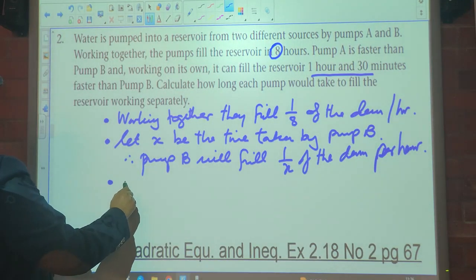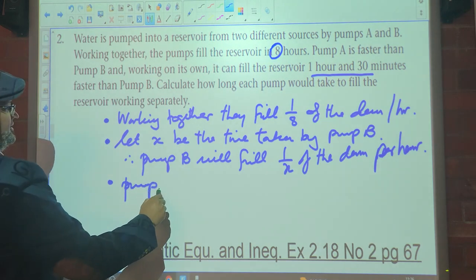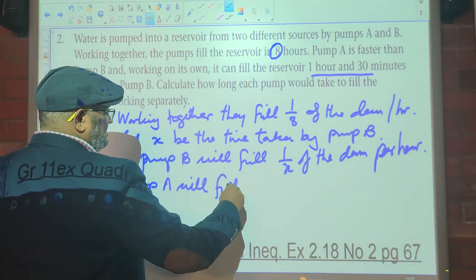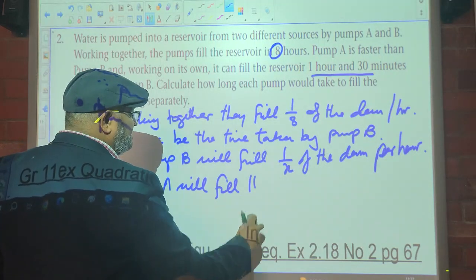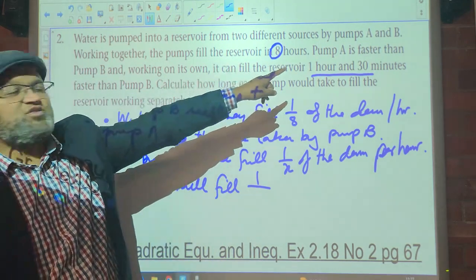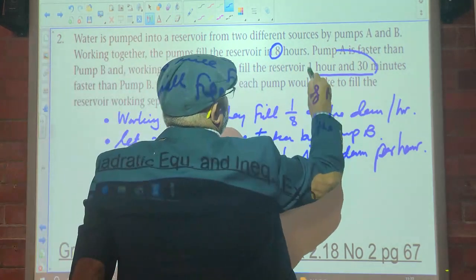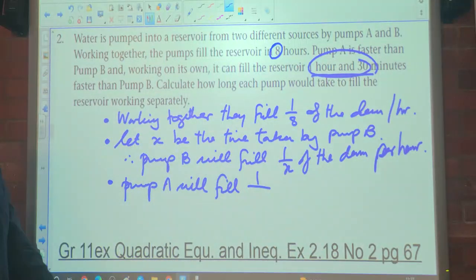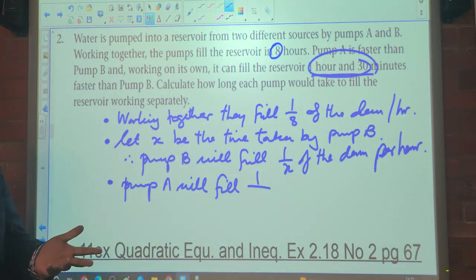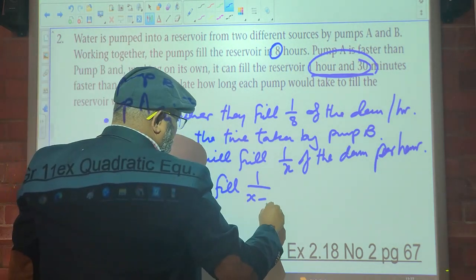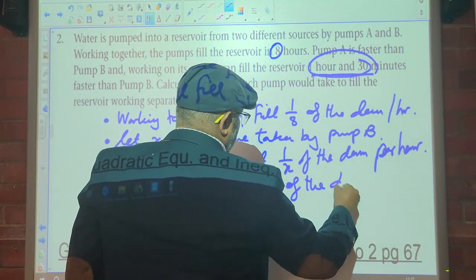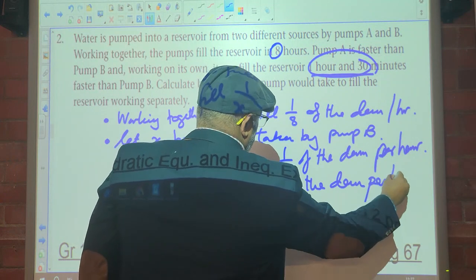So therefore, pump A will fill 1 over x. Remember, it's faster. How much faster? 1.5 hours. But remember, that is all in hours. So how much hours is 1.5 hours? 3 over 2 or 1.5. So it's going to be x minus 1.5, so that's faster, of the dam per hour.